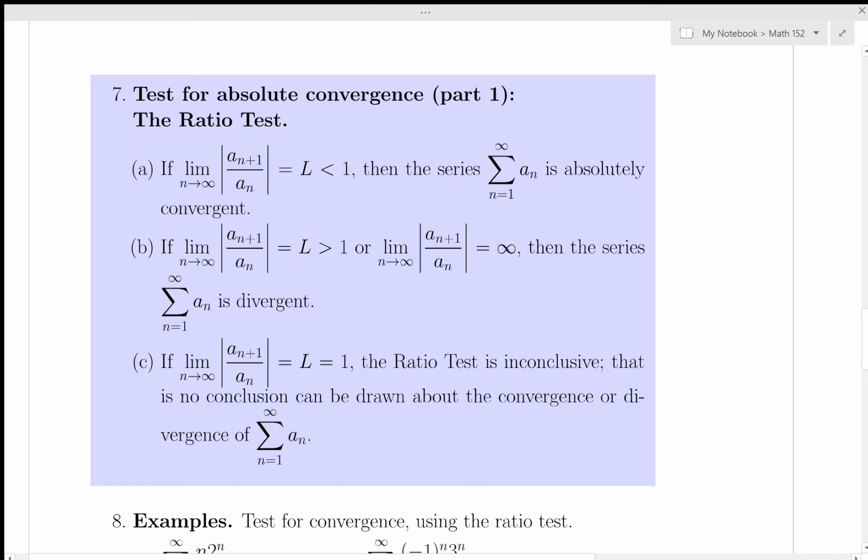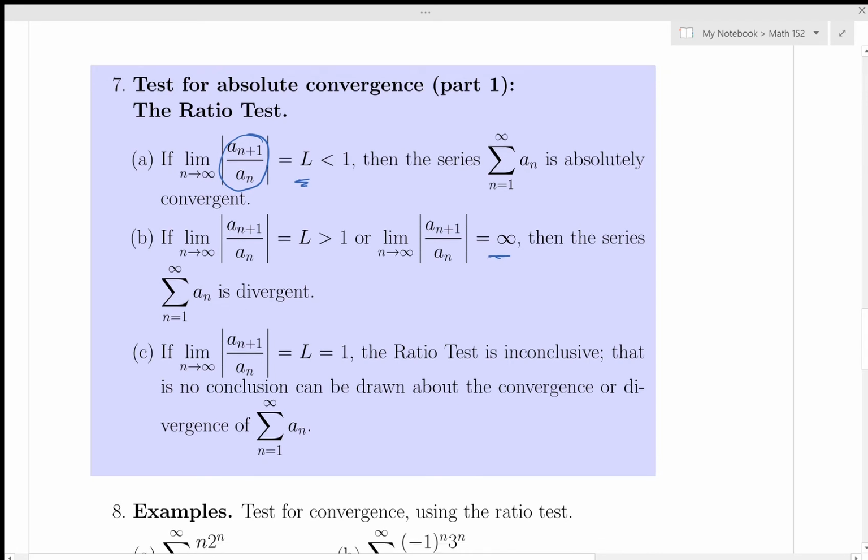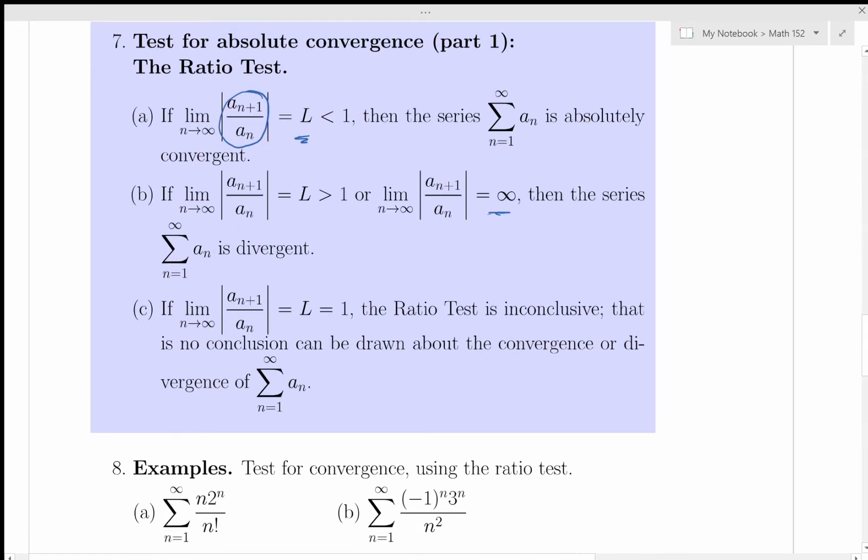You take the ratio of the n plus first term over the nth term of the series. You take the limit as n goes to infinity and you get some number, L. If that number L is less than 1, the series is absolutely convergent. If L is greater than 1, including if the limit is infinite, then the series is divergent. If you take that limit and you get 1, there's no info.